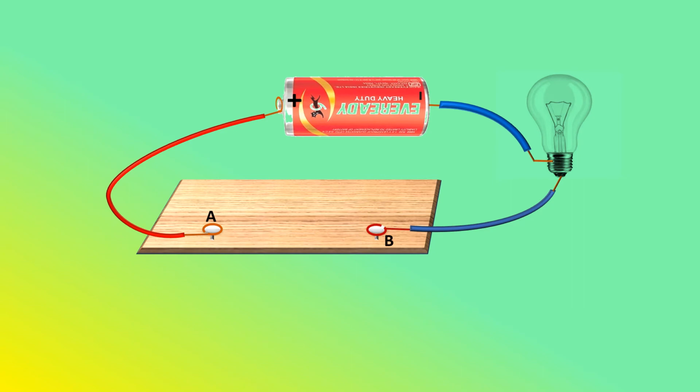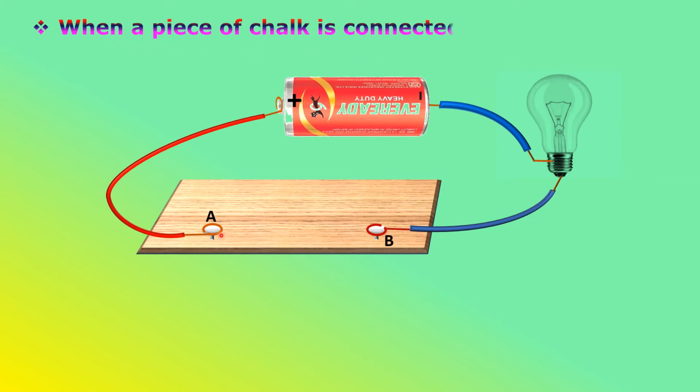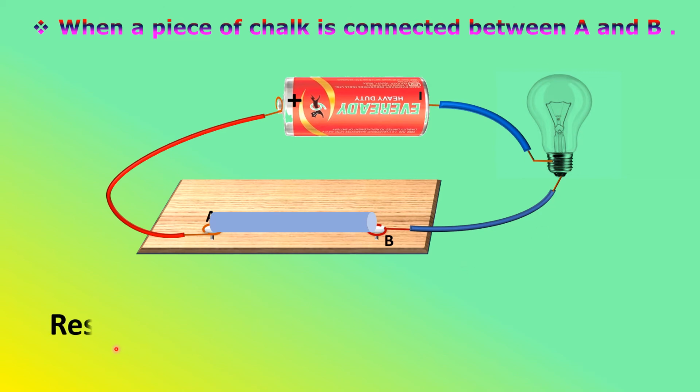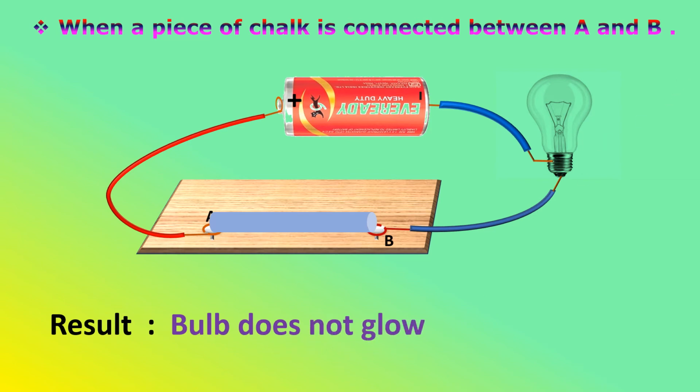Now I will connect a piece of chalk between A and B. When a piece of chalk is connected between A and B, see what happens? Here I am connecting a piece of chalk between A and B. Is the bulb glowing? No, the bulb is not glowing. The result is the bulb does not glow.